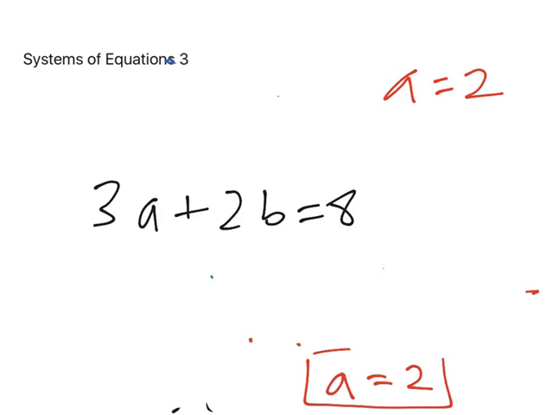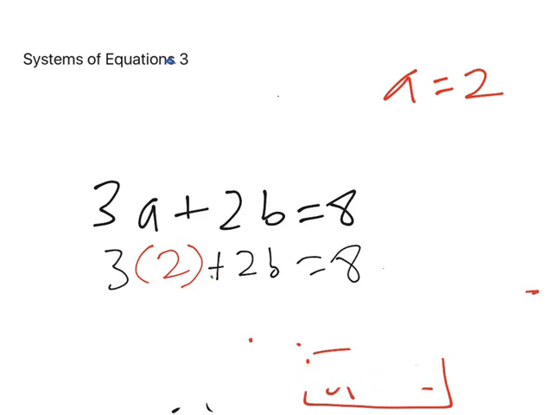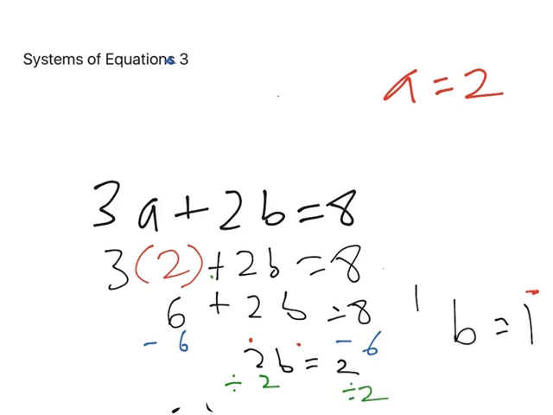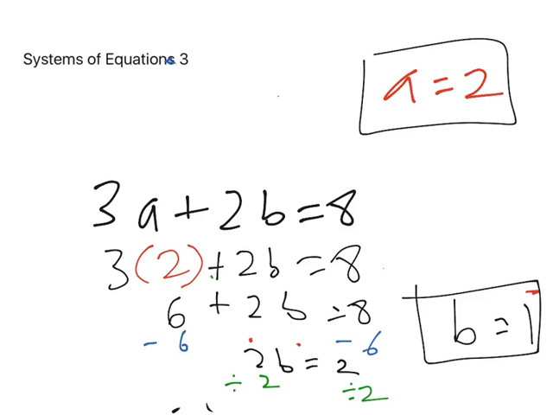So let's write the equation again. 3a plus 2b equals 8. A equals 2. I replace a with 2. And we end up with 3 times 2 is 6. Plus 2b is 8. Sorry, that should be a plus. Subtract 6 from both sides. 2b equals 2. Divide both sides by 2. And I end up with b equals 1. So a equals 2, b equals 1 is the solution to the system of equations.